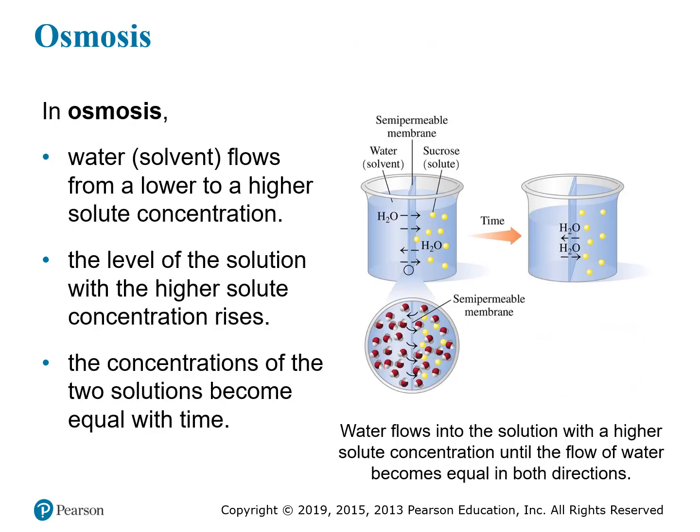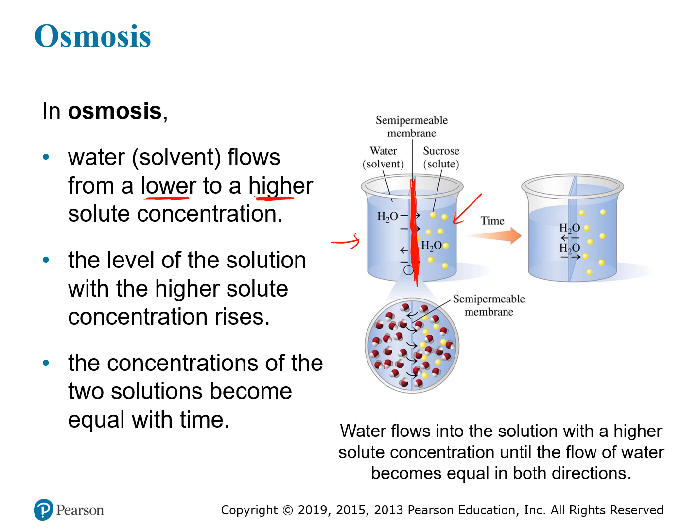Osmosis is another property of solutions. In osmosis, you have water flowing from a region of lower solute concentration to a region of higher solute concentration. So imagine you have a beaker that's divided in half with a semi-permeable membrane, which does not allow particles through. The only thing that can go through here are the water molecules. On the left side, you have pure water, but on the right side, you have a sucrose solution. You've got some sugar molecules dissolved. The sugar molecules can't go back and forth.